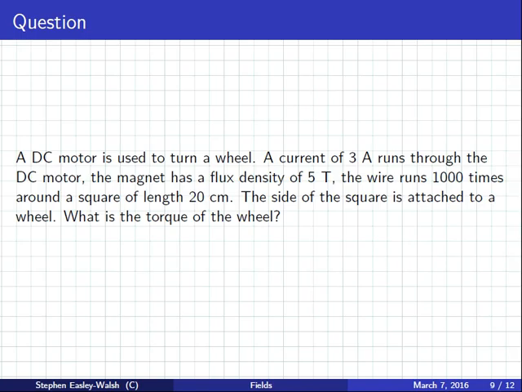If they ask to draw the DC motor, and you need to say which part is which part.